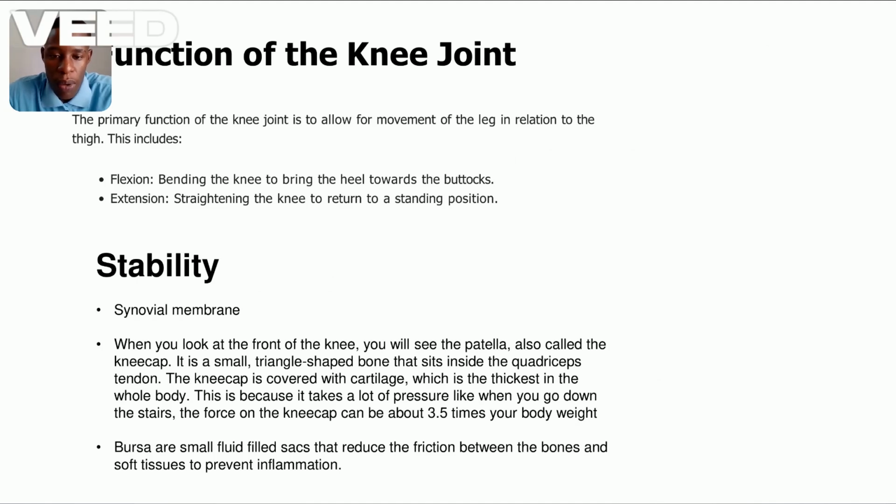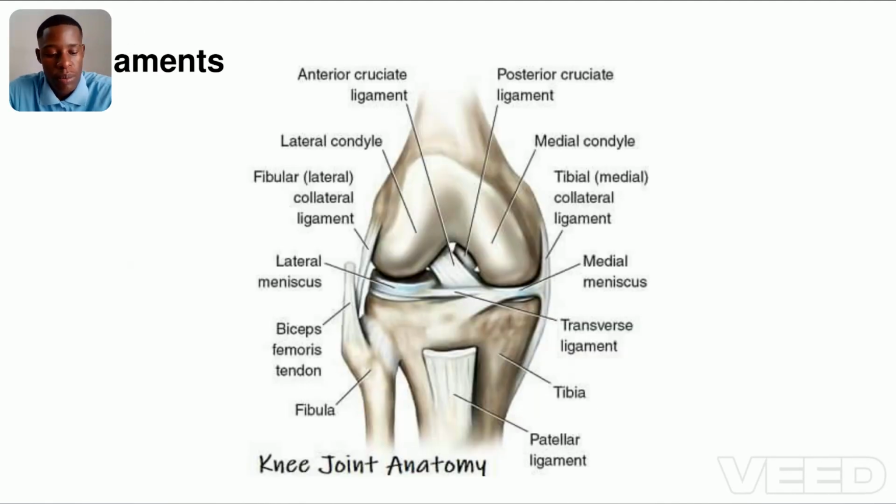Then, when you look at the front of the knee joint, you will see the patella, also called the kneecap. It is a small triangular shaped bone that sits inside the quadricep tendon. The kneecap is covered with cartilage, which is the thickest in the whole body. This is because it takes a lot of pressure. Like when you go down the stairs, the force on the kneecap can be about 3.5 times your body weight. The patella is located right at the front of the knee joint, and it is lined by the patellar ligament.